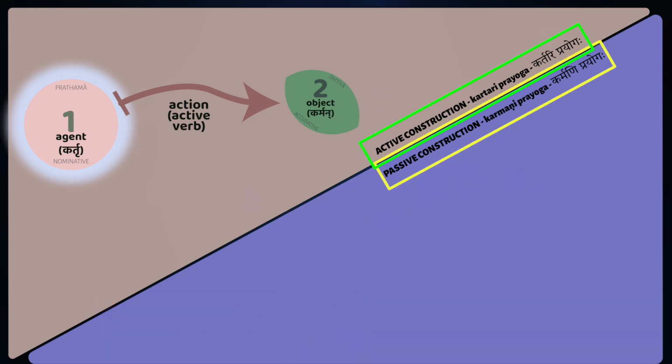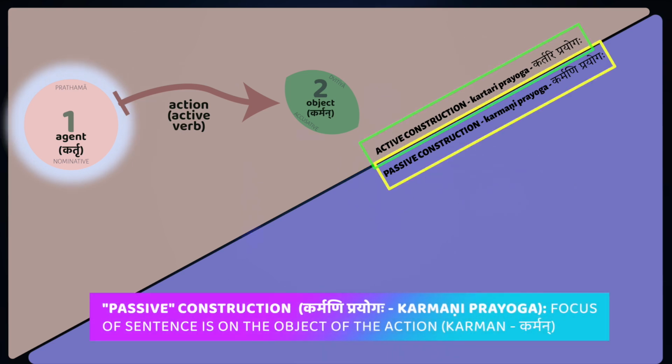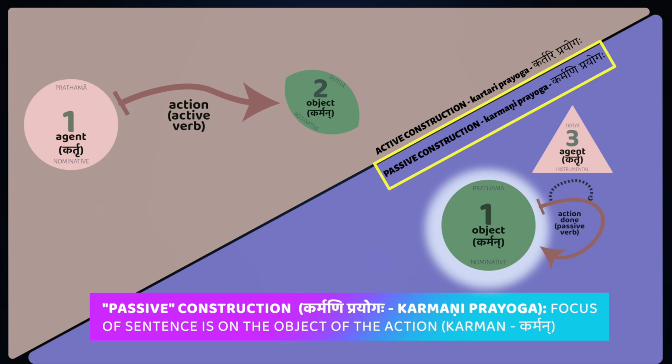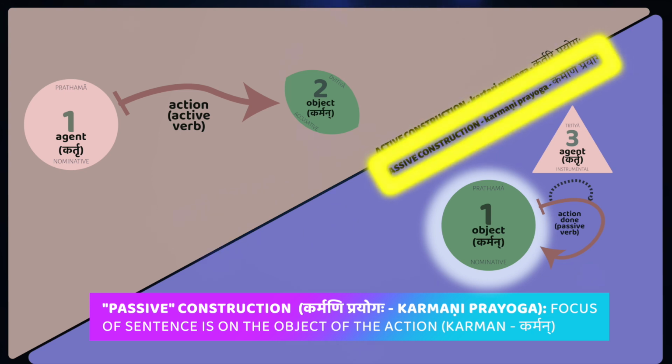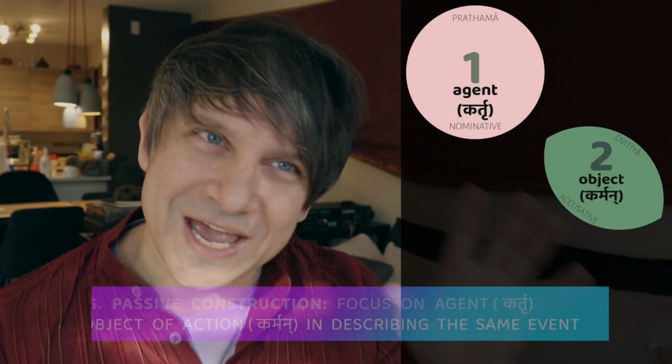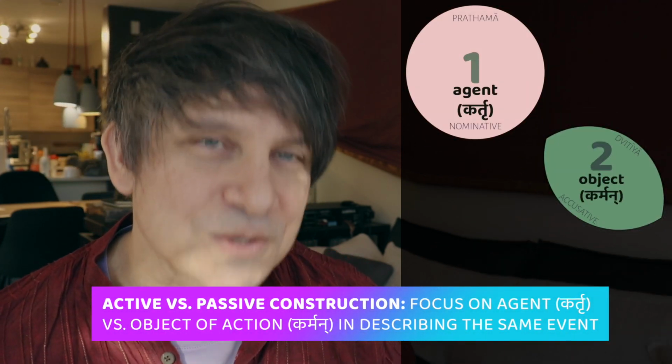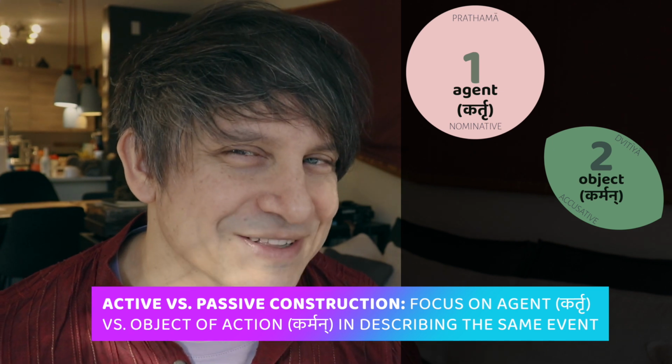But if instead we want to move the focus of our sentence from the doer of the action to the object of the action, the karman, this is called the karmaṇi prayoga, the construction with respect to the thing to which the action is done, the karman. In English, this is known as the passive construction. The terms agent and object and kartr and karman could get kind of confusing. Let's try to sort that out in this segment.